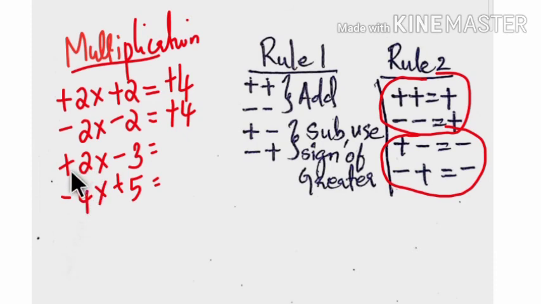In the third case, plus 2 into minus 3. Firstly, we need to multiply the numbers. 2 into 3 is 6. Okay. Plus into minus gives you negative. So negative 6 will be the answer. 4 into 5, 20. Negative into positive gives you negative. Okay, so negative 20 will be the answer of fourth question.